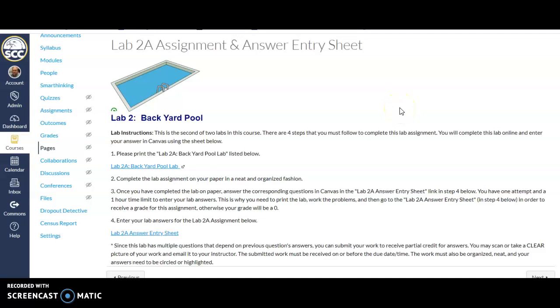This video is to help you as you work the Lab 2 backyard pool assignment in your course. There are 4 steps. You need to make sure you read all the information on this page. Then to print out a copy of the lab, which you'll need to do, you need to click on the Lab 2A Backyard Pool Lab.